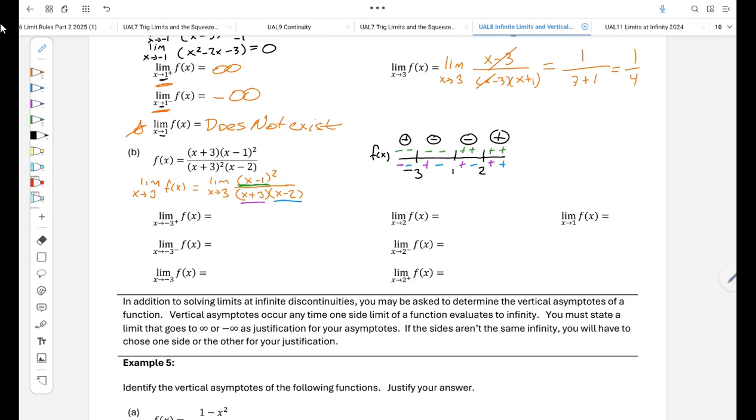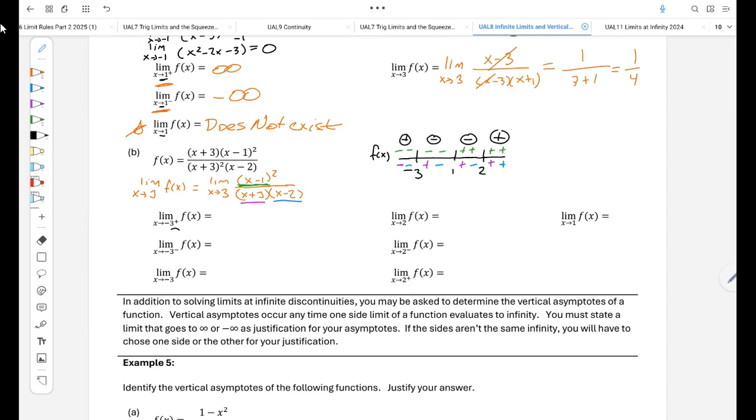This is what's going to allow me to figure out my signs for my left and right limits on 3 and my left and right limits on 2. Both of those limits do not exist because 3 and 2 do not make the numerator 0. They both can be plugged into the numerator and get a non-zero result, but they both make the denominator 0.